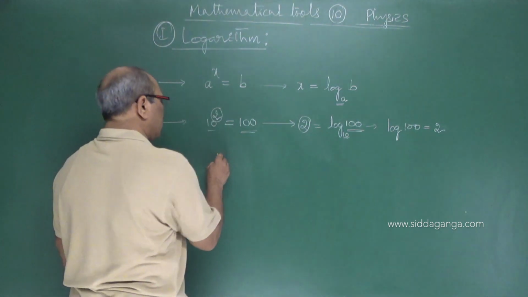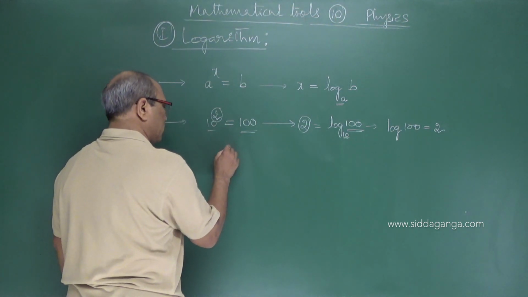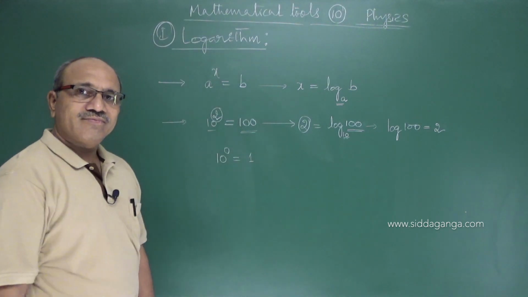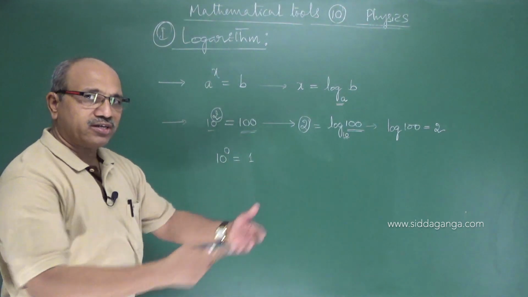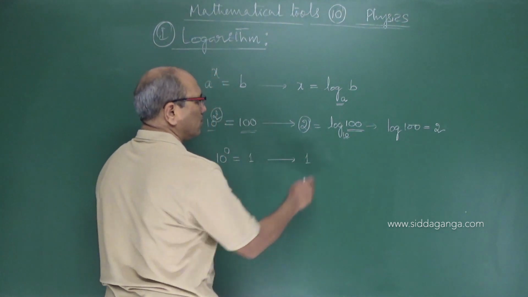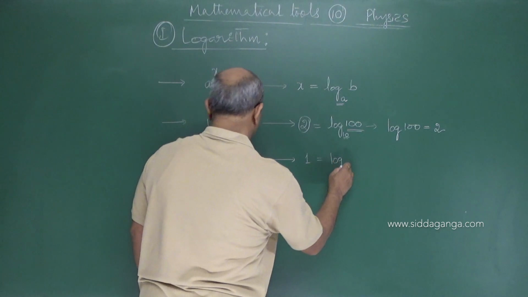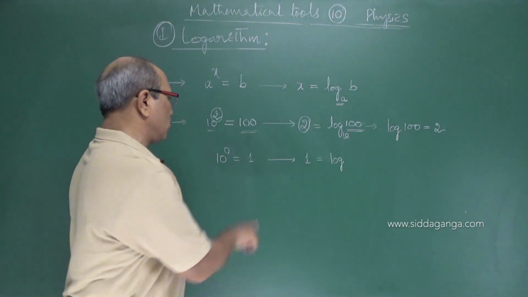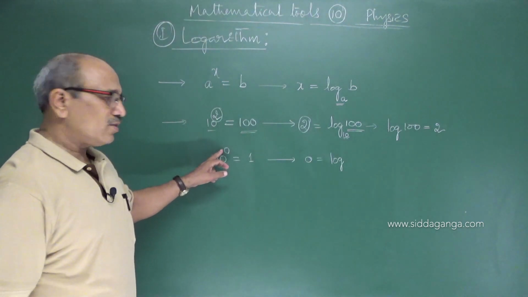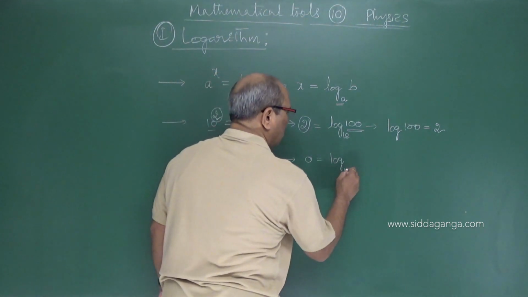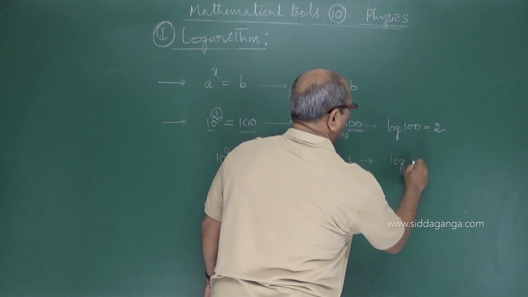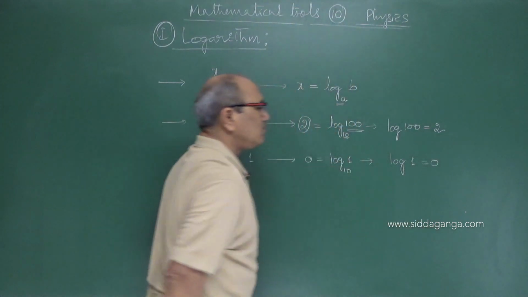Suppose I take 10 power 0, which is equal to 1, you know. Now tell me how you write it. What I have to write here is 1. What is on the other side? Sorry, the power is 0, the x value is 0, log to the base 10 of 1. That I am simply writing: log of 1 is 0.